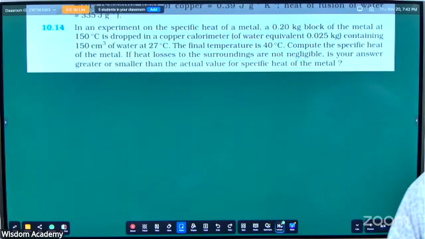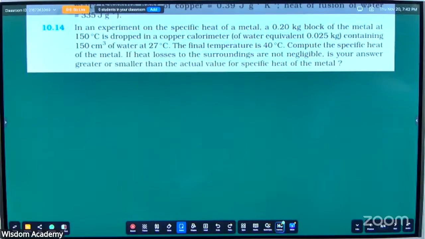Sir, 1 centimeter cube is equal to how much milliliter, sir? How much meter cube? 10 to the power minus 6. 1 centimeter is 10 to the power minus 2 meter, cube of it is minus 6. If you have 1000 centimeter cube, that will be equal to 1 liter. Okay, sir.